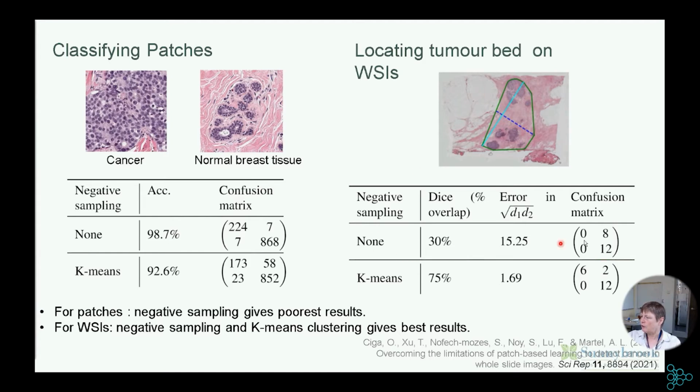So sure enough, if you don't do any negative sampling, we actually had 8 negative slides here. So 8 slides that didn't contain any cancer at all, but all of them came up with some patches that were positive. So using this k-means approach, he was able to get 6 of these slides correctly classified as negative. And he managed to get much better overlap with the pathologist regions of interest as well. So the negative sampling was very important.